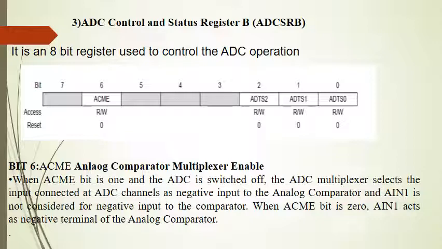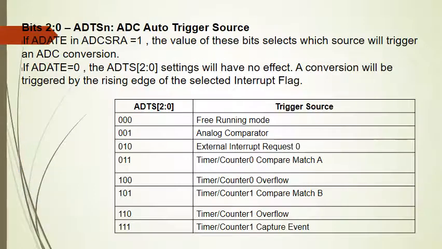And when this ACME bit is set to 0, then whatever voltage is given at the AIN1 pin will be acting as the negative terminal for the analog comparator. So in short, we can say that this ACME bit is basically used to control or to enable the internal analog comparator. But for enabling that analog comparator, the necessary condition is that the ADC has to be switched off.